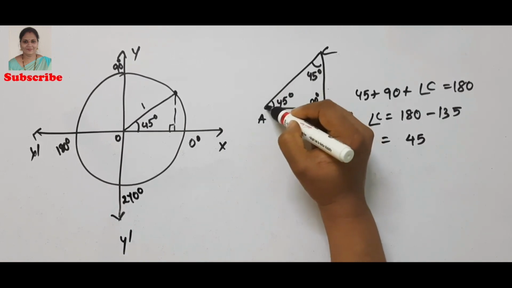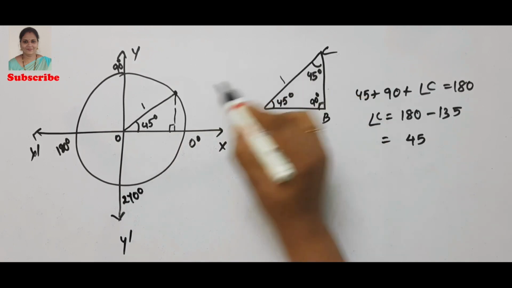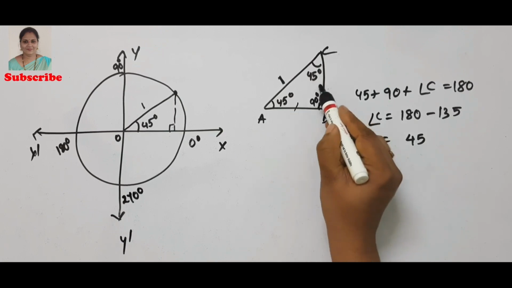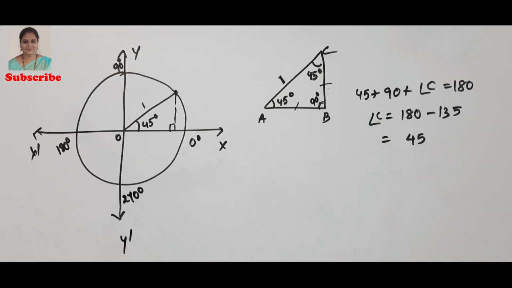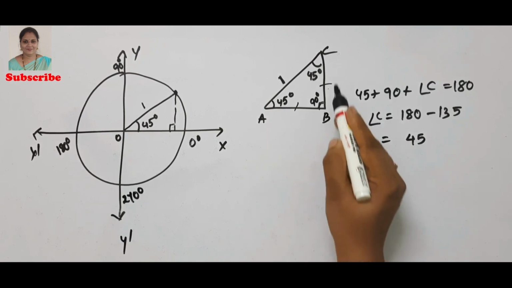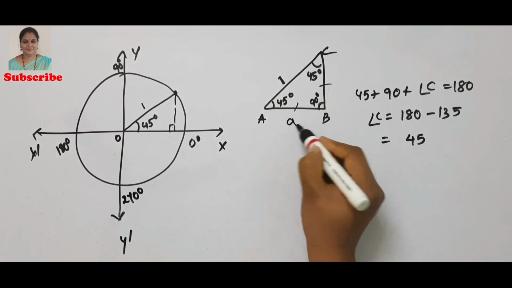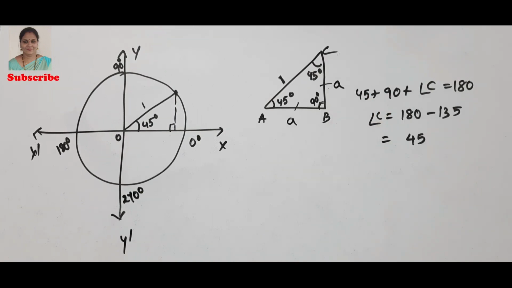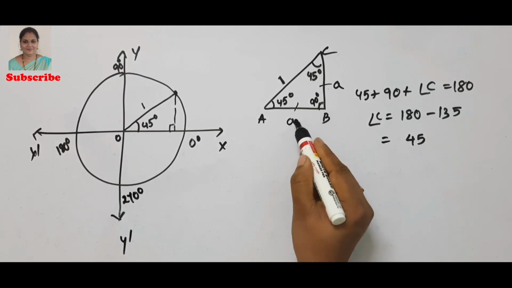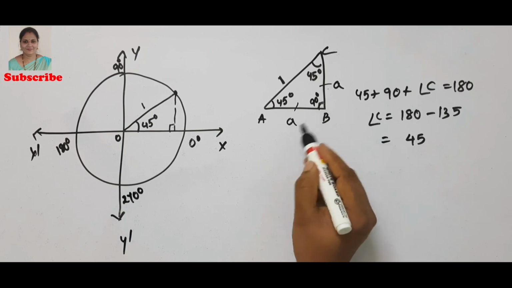Here the length is 1. We have taken this length as 1, from here to here. These two sides will be the same. We have to get the length of this side and this side. So let us take it as A and let us take it as A. Both lengths should be the same, because in an isosceles right angle triangle the lengths of two sides are the same. So I have taken the length of this side and this side as A.